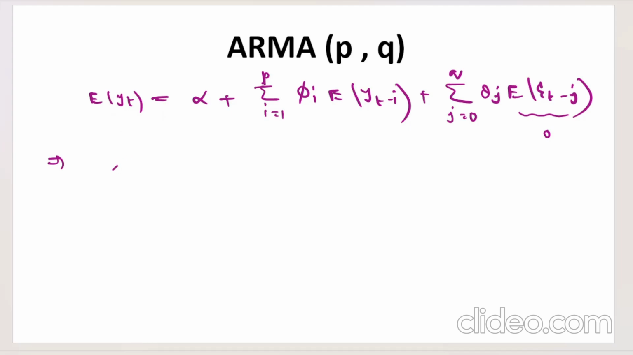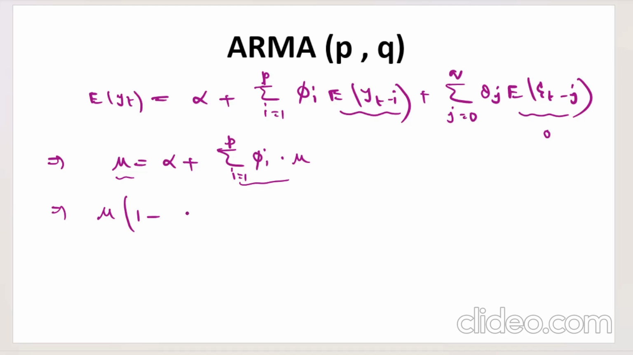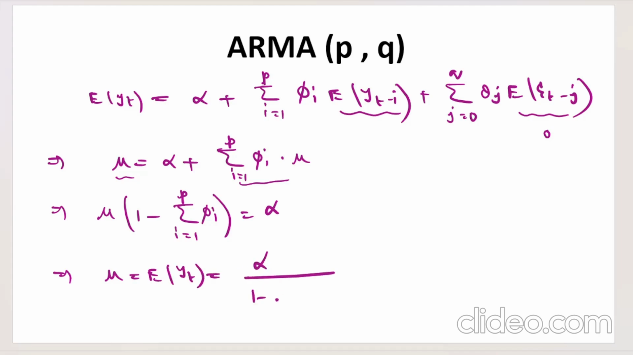So expectation of y_t is mu, equal to alpha plus summation i from 1 to p phi_i times mu. So you can take mu common from these two terms. You will have mu times (1 minus summation i from 1 to p phi_i) equal to alpha. So mu, which is nothing but the expectation of y_t, is alpha upon 1 minus summation i from 1 to p phi_i, right?